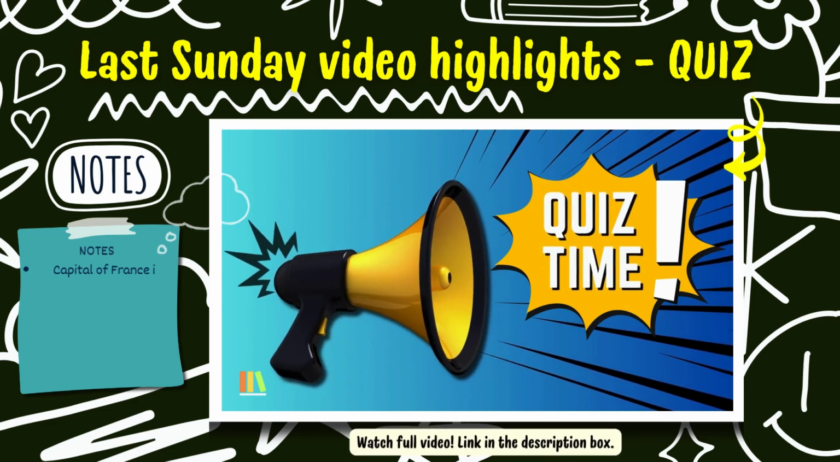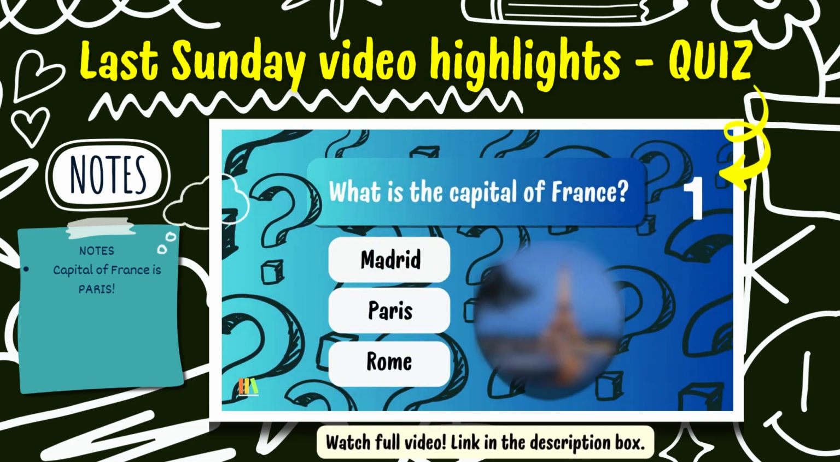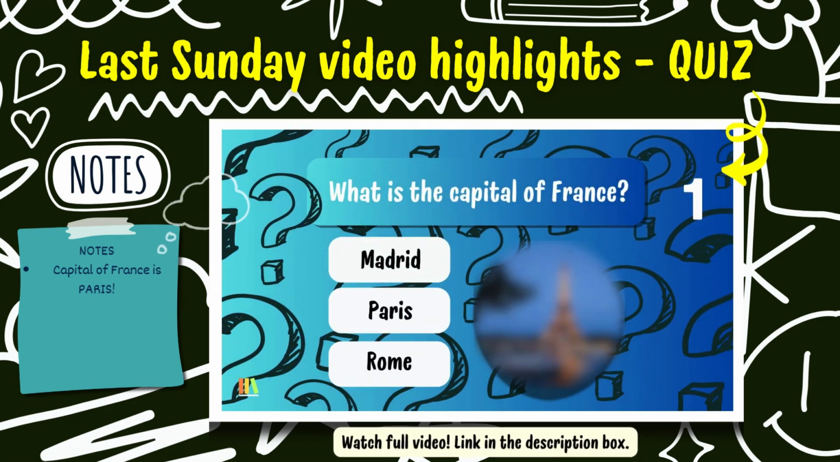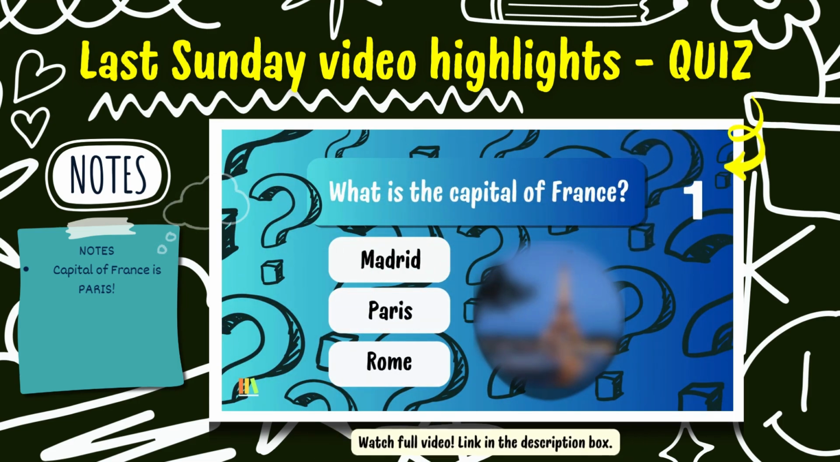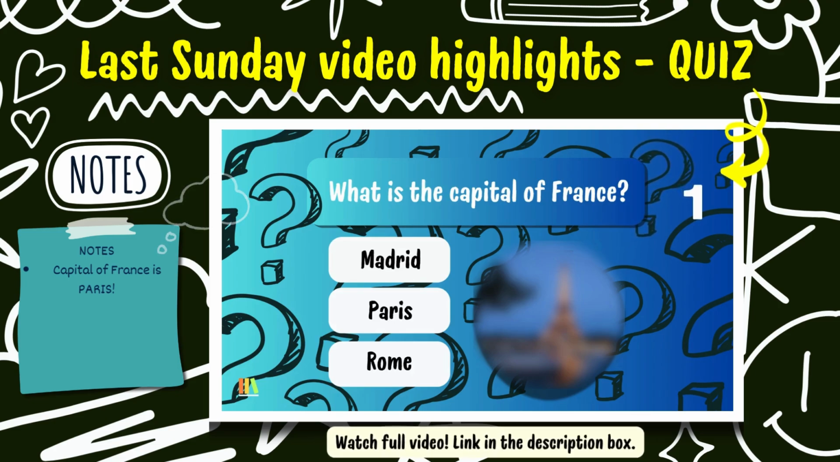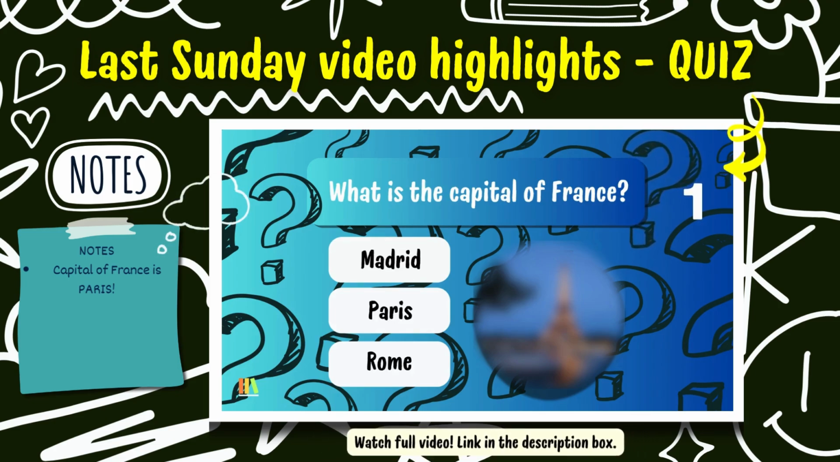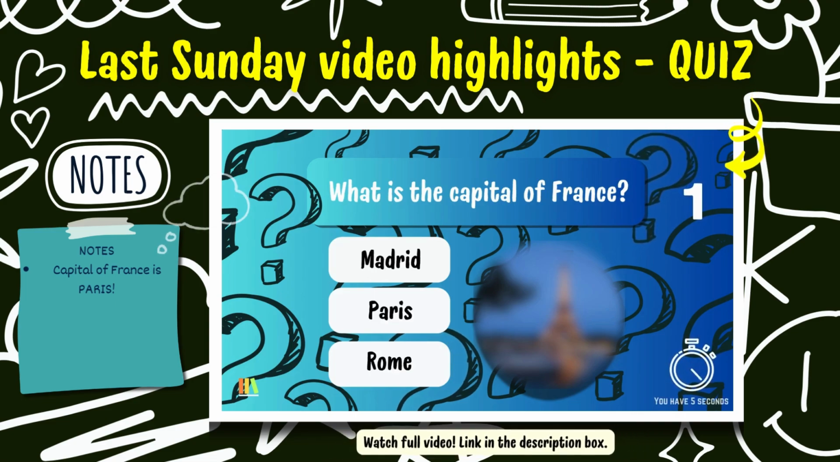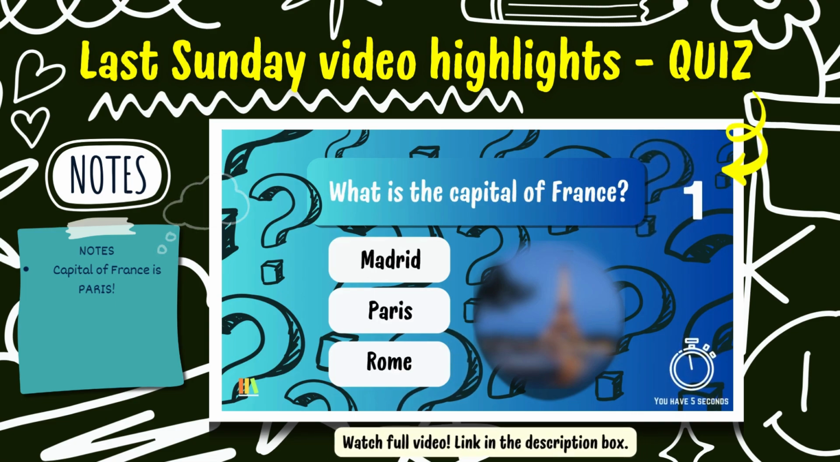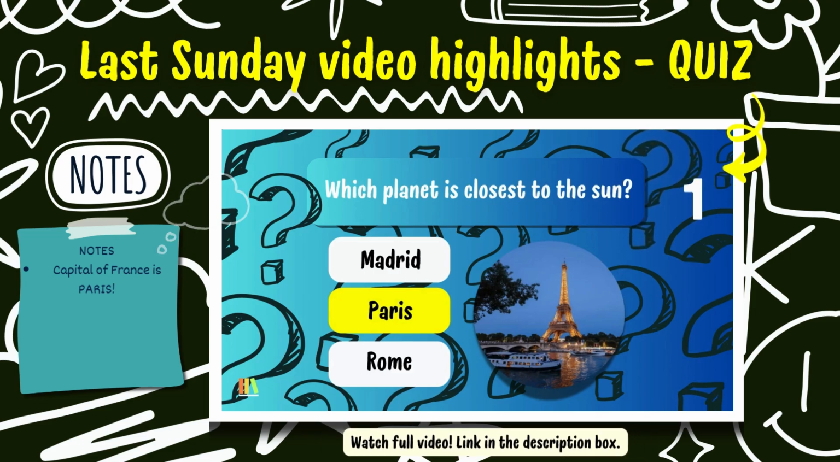Let's start with the first question. What is the capital of France? Is it A, Madrid, B, Paris, or C, Rome? The answer is B, Paris. Paris is not only the capital.